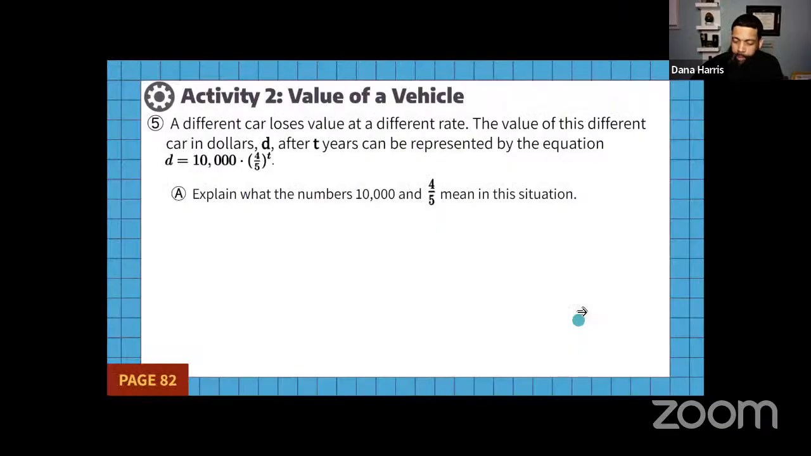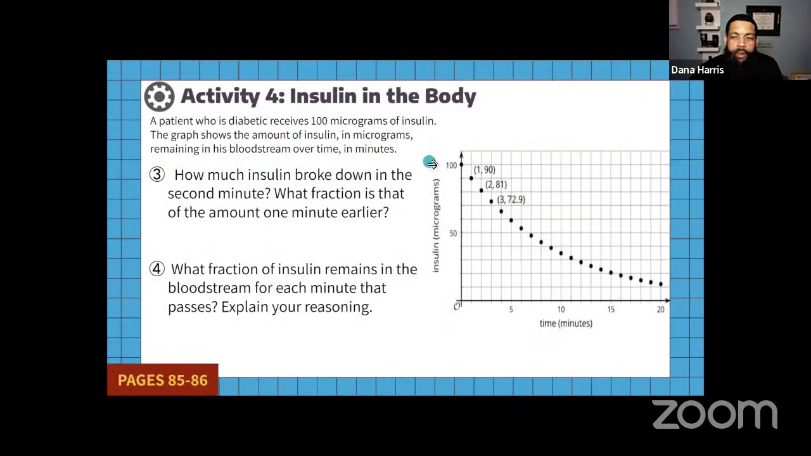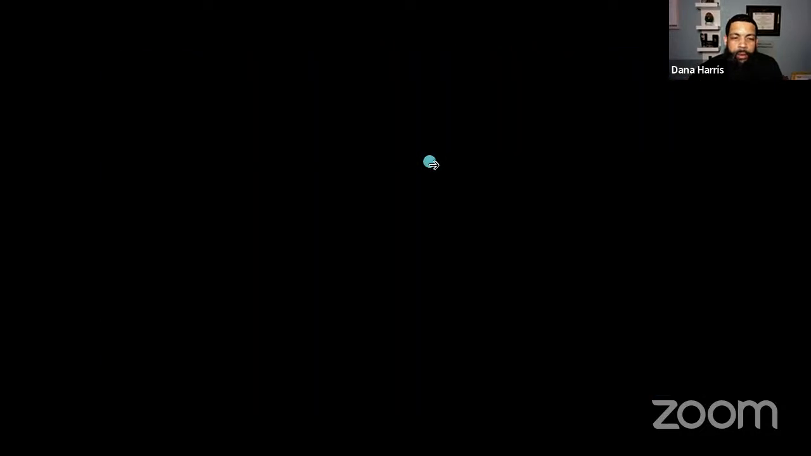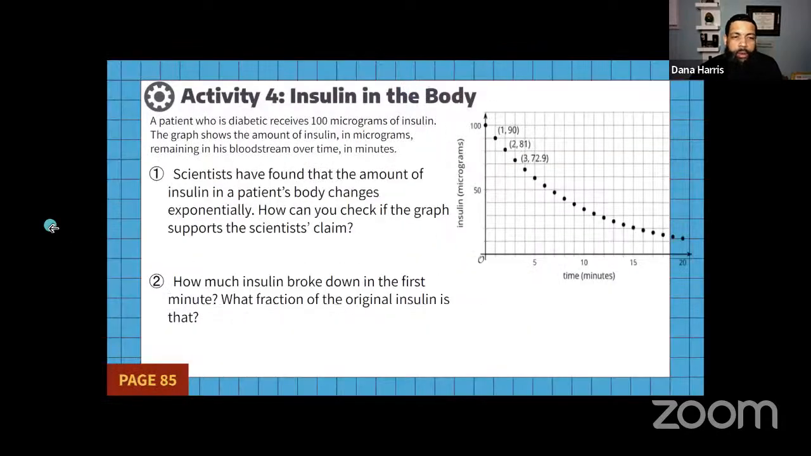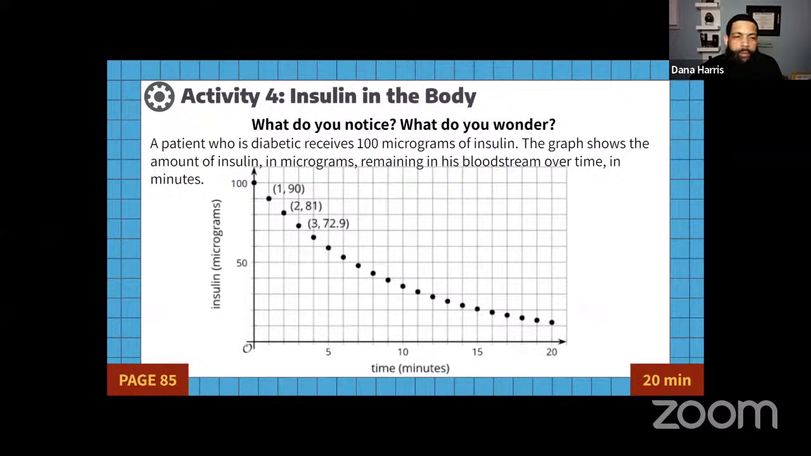And I think I am going to, I know I got one more activity to do on this. I think I'm going to wrap this video up because I need to go ahead and get up out of here. Let me see real quick what I got. I didn't want to do that one. Oh yeah, let's do this one. Insulin in the body. Let's go the other way. I think I can do it real quick.